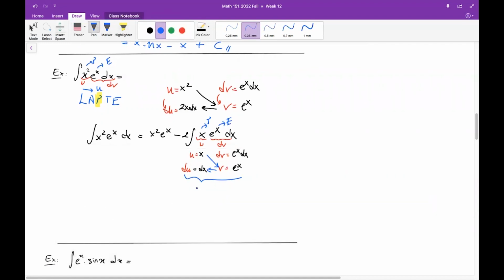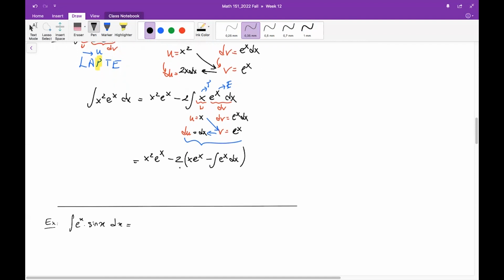Okay, so what do you have for this integral? Let me write the overall result from the beginning on. So it is x squared e to the power x minus 2 times x times e to the power x minus integral e to the power x dx. Okay, so the result is x squared e to the power x minus 2x e to the power x plus 2 times the result of this integral, e to the power x, and don't forget to put your arbitrary constant c at the end. Okay, let's move on.